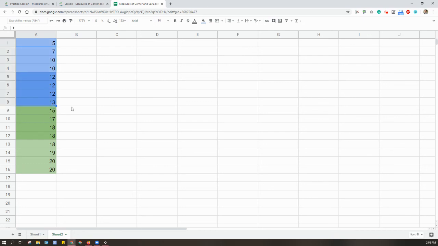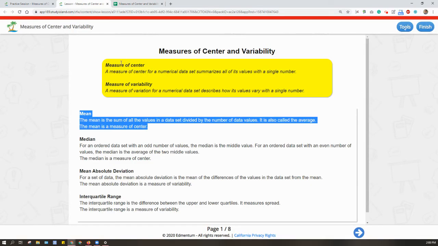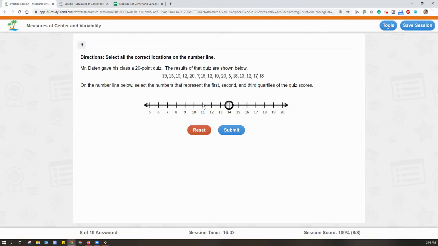And sometimes people use a calculation that says the first quartile includes the median, even in situations like these. And sometimes they don't. That's kind of a debate in math. So in this one, we are not including the median, which is 14, in a calculation of the first quartile. And that's what Study Island wants you to do. So if we go from 10 to 12, what's the exact middle of 10 and 12? That's 11. So we're going to select 11 for the first quartile.